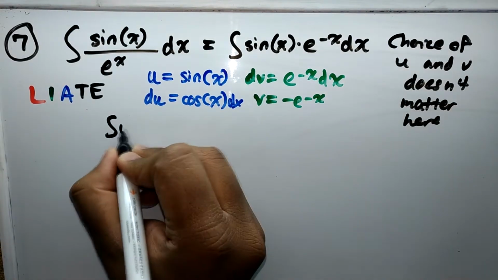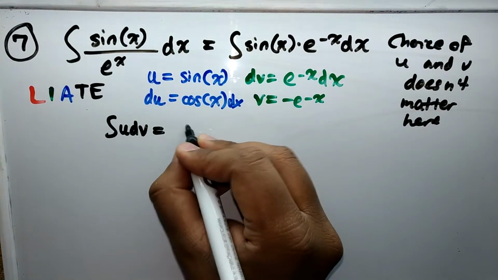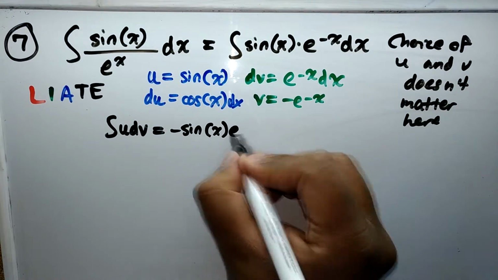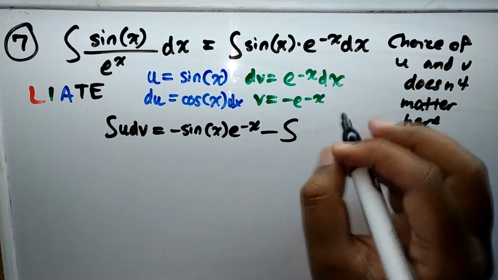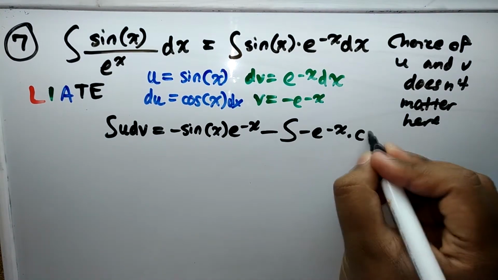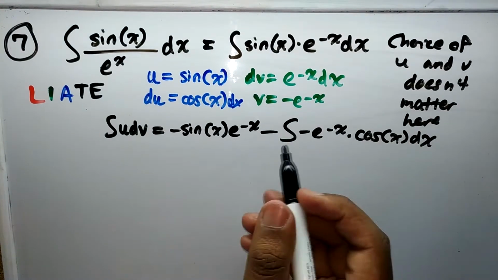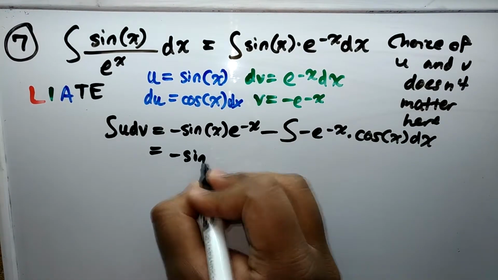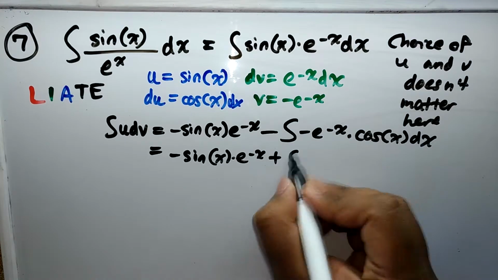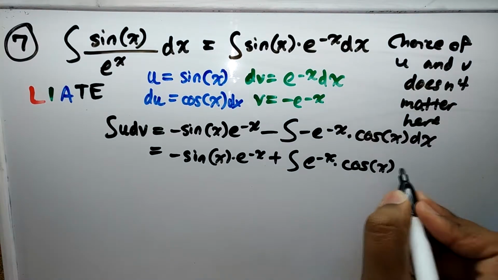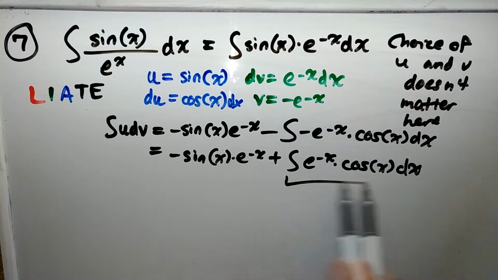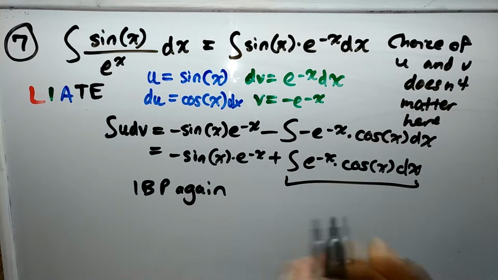And plug it into our IBP formula. It's going to be sine x times e to the negative x minus v du, so negative e to the x times cos x dx. And you see we have another integral where we have a trigonometric times an exponential, so we're going to have to do IBP again on this part.